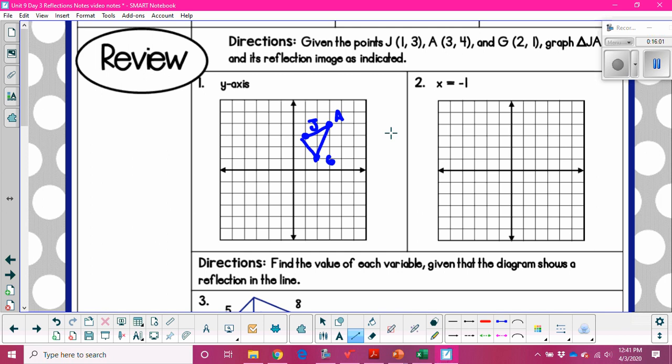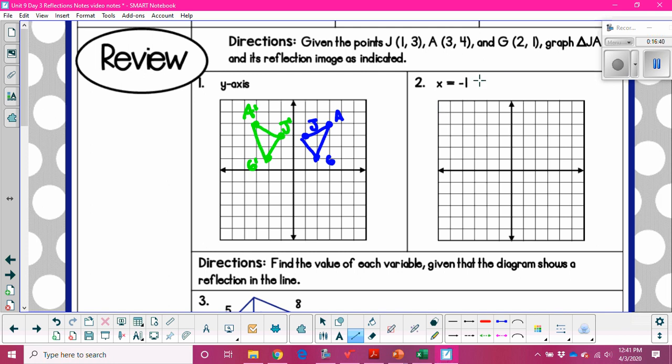So J prime will be at negative 1, 3. All right, A prime will be at negative 3, 4. All right, and G prime will be at negative 2, 1. Okay, so here is the reflection. Okay, let's look at number 2.